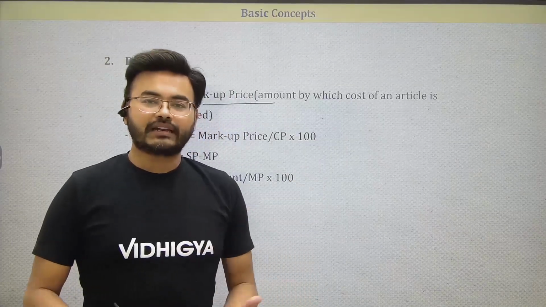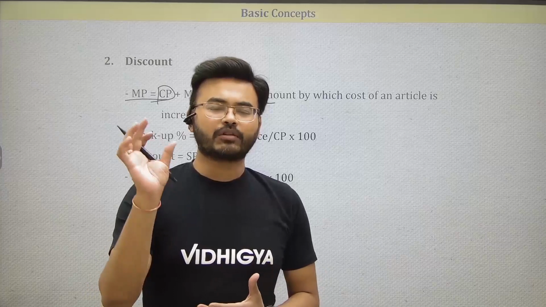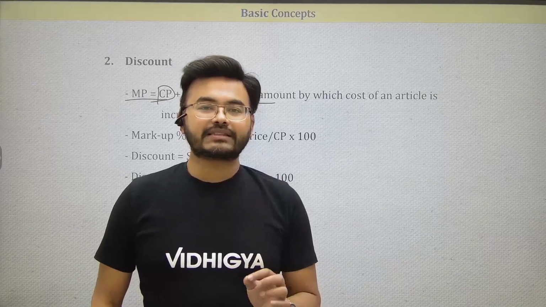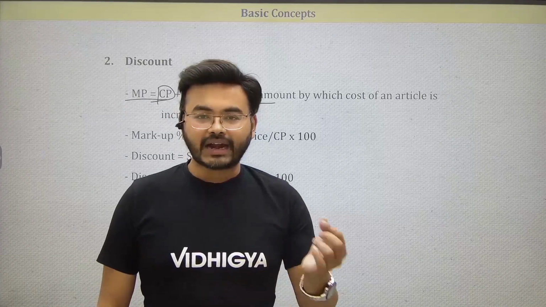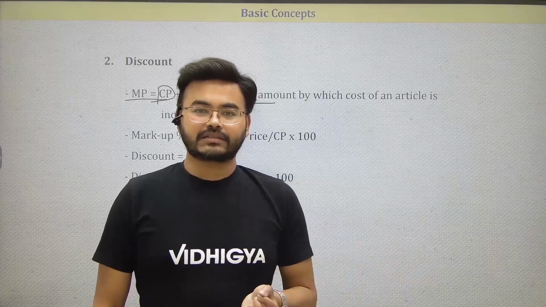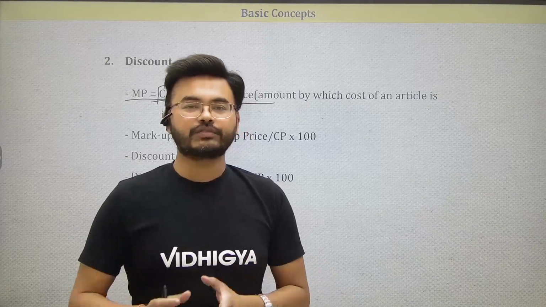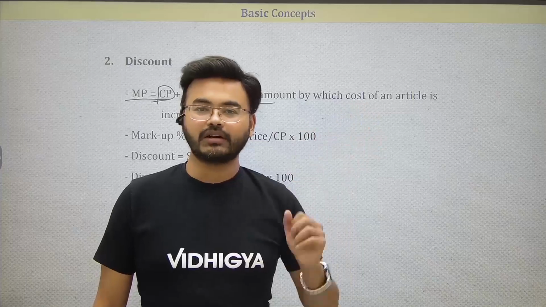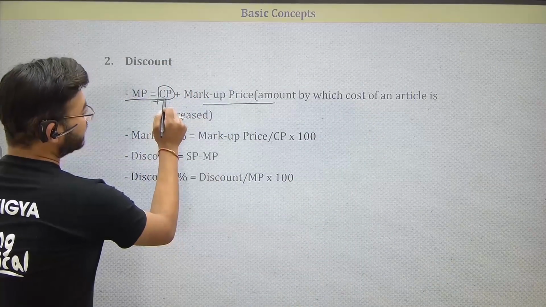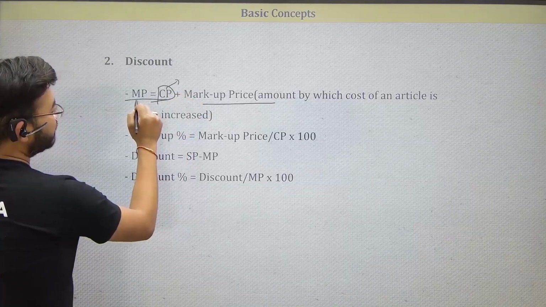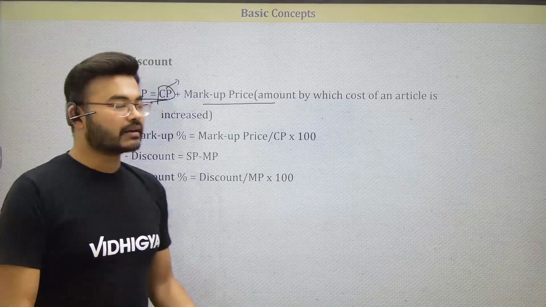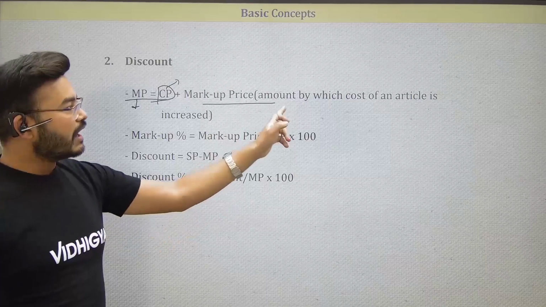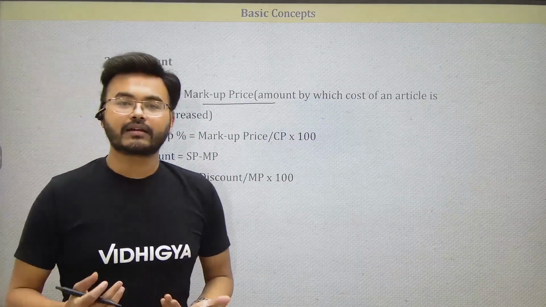Now suppose that you are at the DMart store. If they have put a marked price on a particular article, that article must have been bought by DMart as well. So that is known as the cost price for DMart, the article that they have purchased from somewhere. The price that you see when you visit a DMart store is the marked price of that particular article. So the difference between the cost price for DMart and the marked price is known as the markup price, which is nothing but the amount by which the cost of an article is increased.